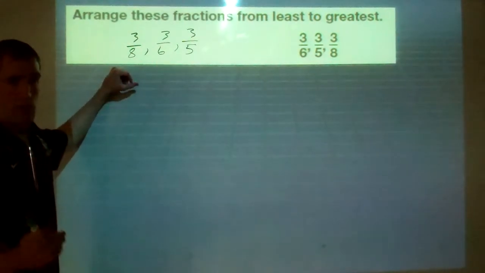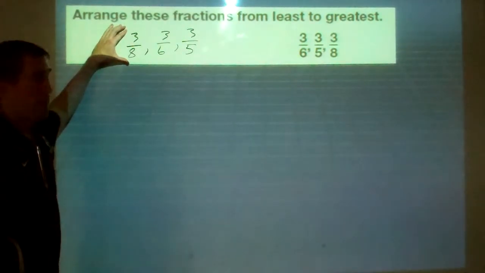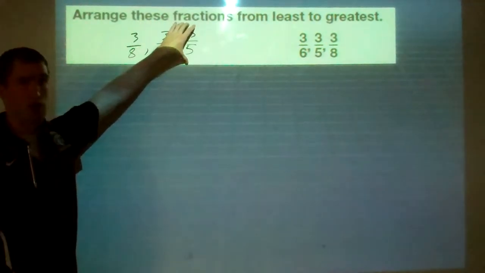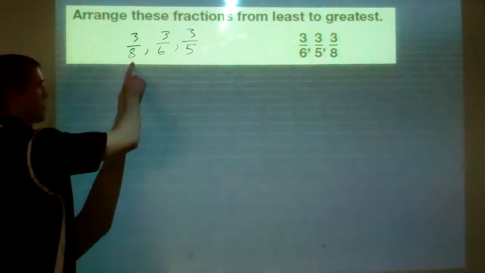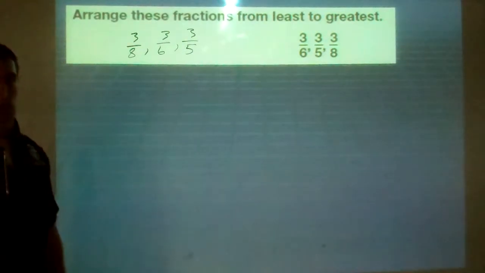Alright, one other way we could have looked at this, 3/8, that is less than 1/2. 3/6 is 1/2. 3/5 is larger than 1/2. So, this is our smallest one, middle one, and largest one. There's 2 ways to do that.